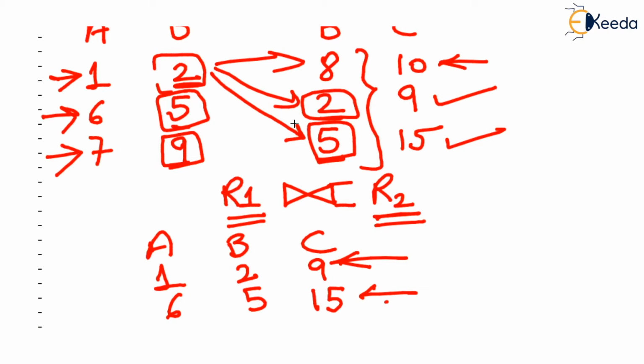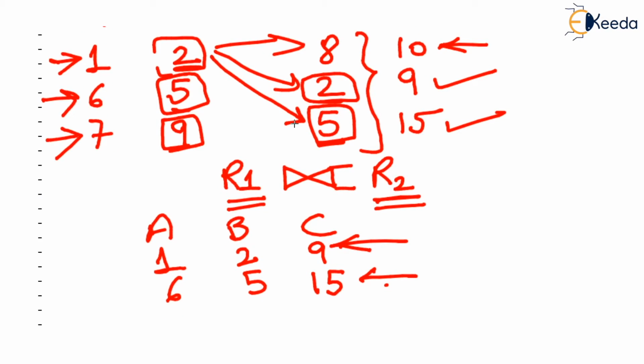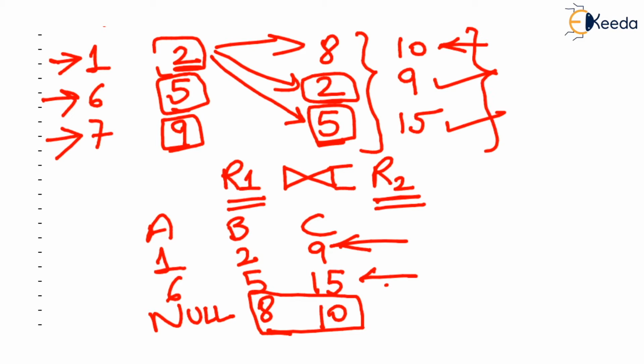So in that case, what will happen is null will be shown under A, B is 8, try to understand, and C is 10. What we are compulsorily doing is whatever is in R2 will be always listed, whether the match was found or not. And if the match was not found, let's say for 8 the match was not found here, there was no 8 in the left hand side table, in that case null will be shown under A.